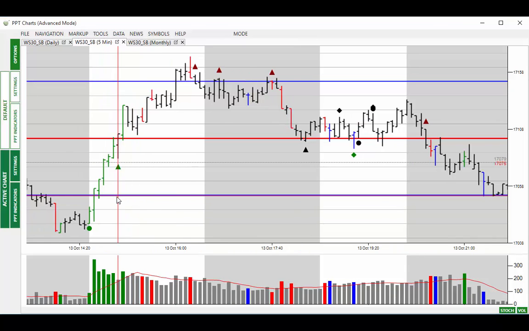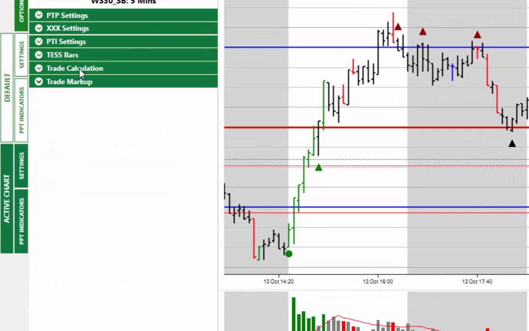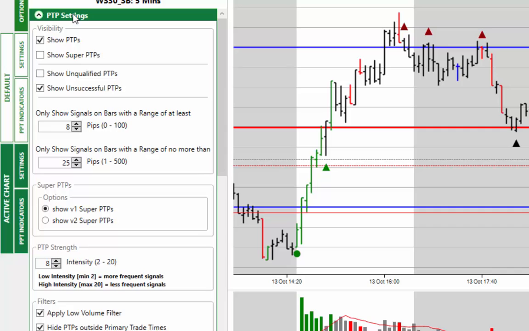Just before we get started, we have one or two emails from people asking what settings I am actually using. So I'm just going to go through these so that you can see. In the indicators, the PTP settings, we're showing them. We're also showing the unsuccessful ones as well. The range is between 8 and 25.